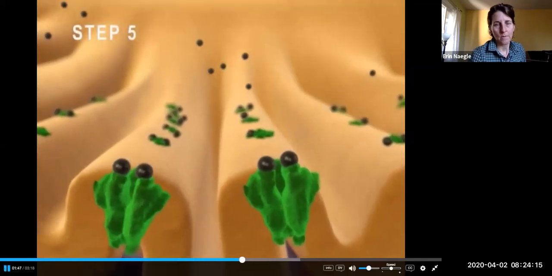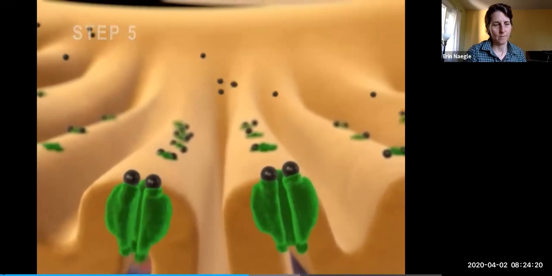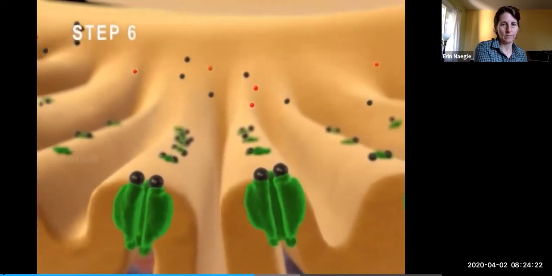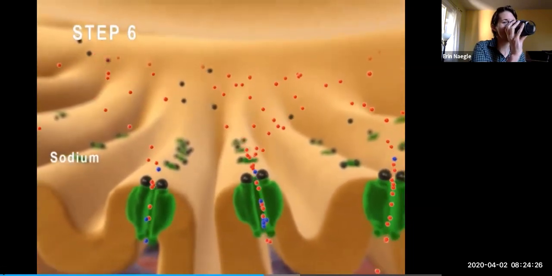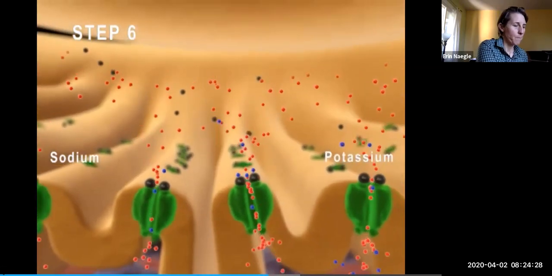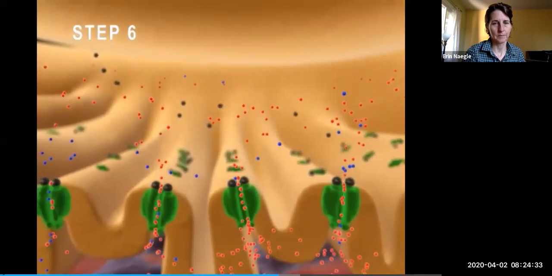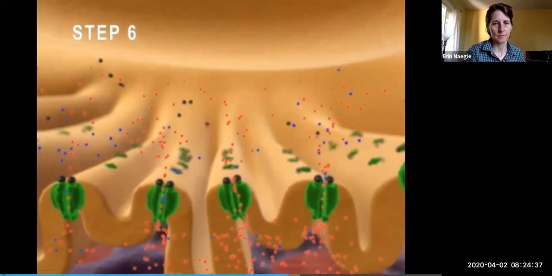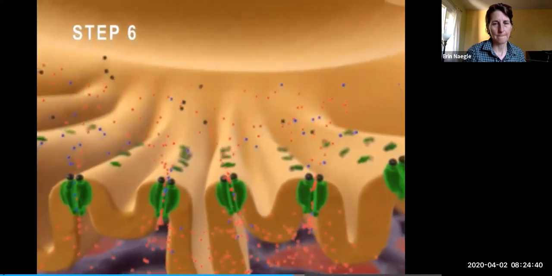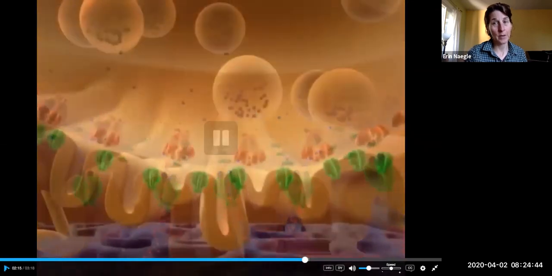Step 5. These ligand-gated cation channels open. Step 6. Sodium ions, shown here in red, enter the muscle fiber, and potassium ions, shown here in blue, exit the muscle fiber. The greater inward flux of sodium ions relative to the outward flux of potassium ions causes the membrane potential to become less negative. Or in other words, depolarize.